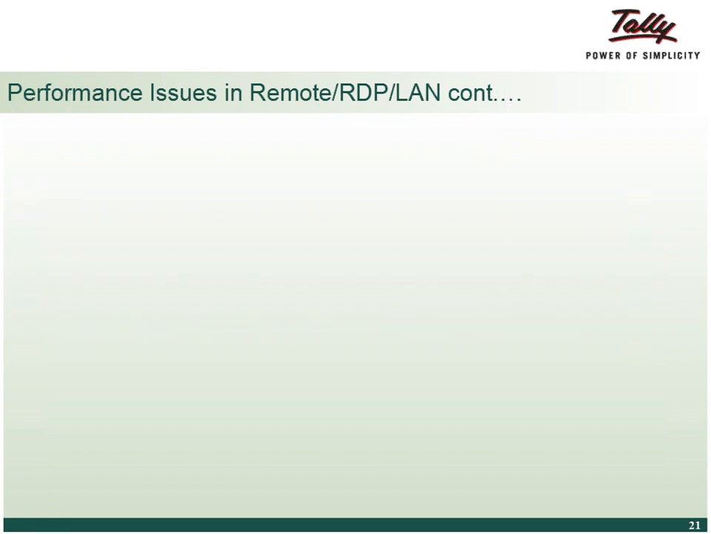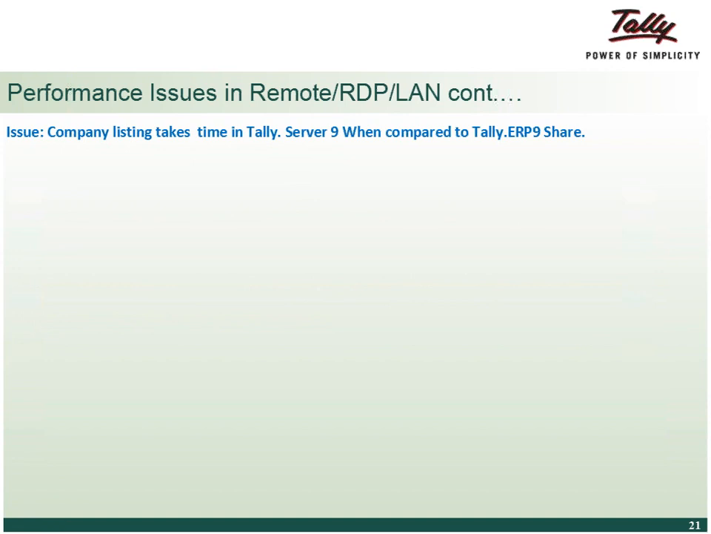The next performance issue you may come across might be company listing taking time in Tally Server 9 when compared to Tally ERP 9 share. That means whenever the data was shared via network mechanism, it was taking less time, but when the data was being published via the Tally Server 9 system, it takes more time to list it. That is, as soon as you enter the server data location option from Select Company, the company listing takes more time. Let's see the checklist that we can follow whenever we come across this particular issue.